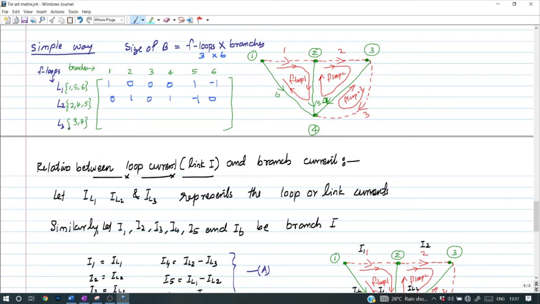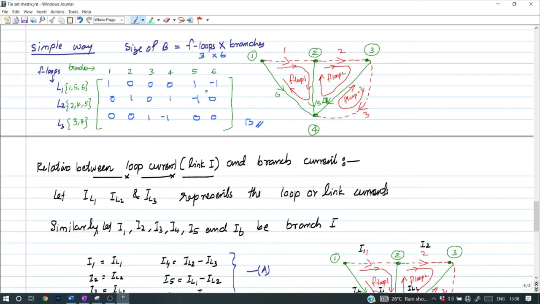Similarly, when we are considering loop 3, what are the branches involved? 3 and 4. We can mark 1, 1 like this. Let's see what the sign of these two ones is. The fundamental loop current direction and the third branch direction are the same, so this is +1. And what about the fourth branch current? It is opposite to the fundamental loop current, so it is -1. So this is the easiest way in order to build the B matrix.